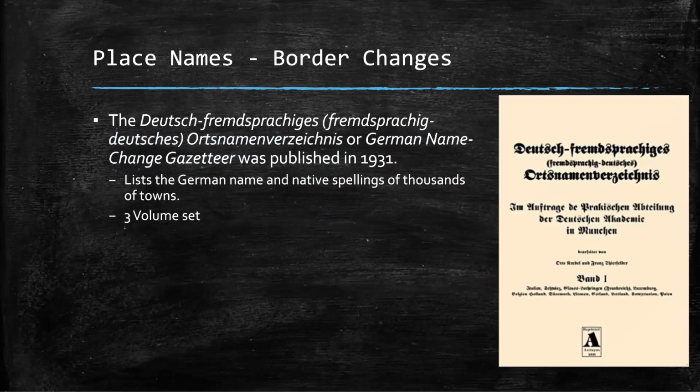There's also this great book. This is the German list of German names and native spellings for thousands of towns. It was published in 1931, so it's still under copyright. You may be able to get this in a library and look it up, but this is going to list the towns and information about those towns. It's a 3-volume set.